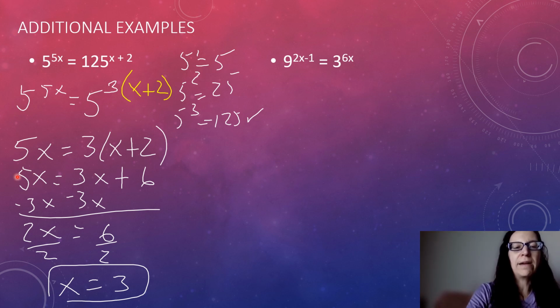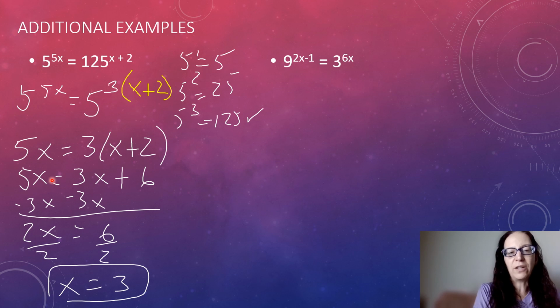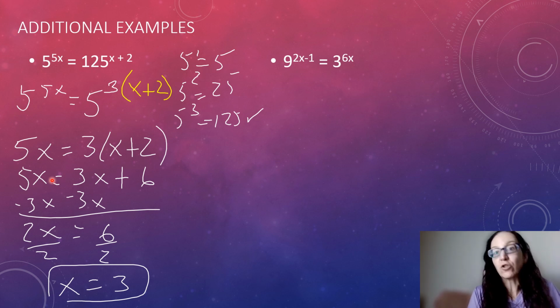When you are operating on both sides, what we mean by that is both sides of the equal sign. I keep seeing students that say subtract from both sides, but what they've done is they've subtracted from the same side twice.